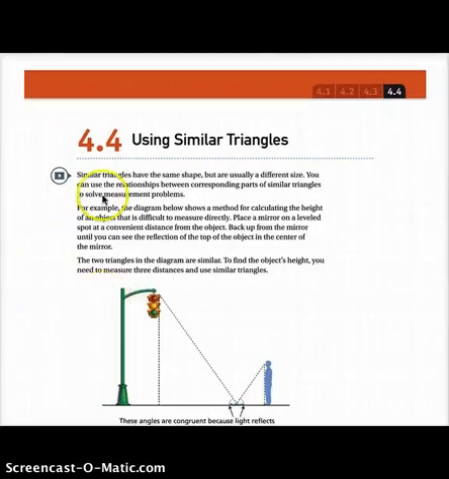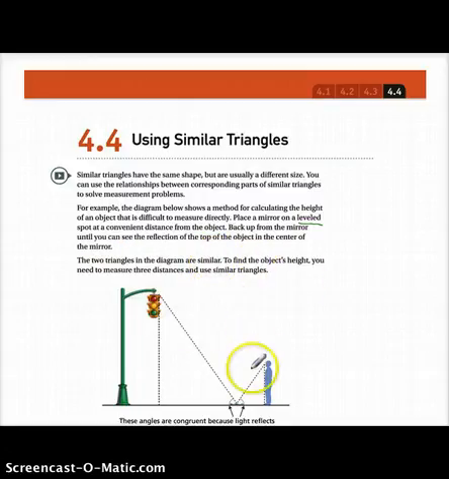It says that similar triangles have the same shape but are usually different in size. You can use the relationship between corresponding parts of similar triangles to solve measurement problems. For example, the diagram below shows a method for calculating the height of an object that is difficult to measure directly. Place a mirror on a leveled spot. That's important, leveled. Okay, if it's not leveled, it doesn't work. It won't assume that these are similar triangles. Step back at a convenient distance from the object. Back up from the mirror until you see the reflection of the top of the object. So when you're looking at this mirror, you should just see the top of the object. Okay, nothing more. The two triangles in the diagram are similar.